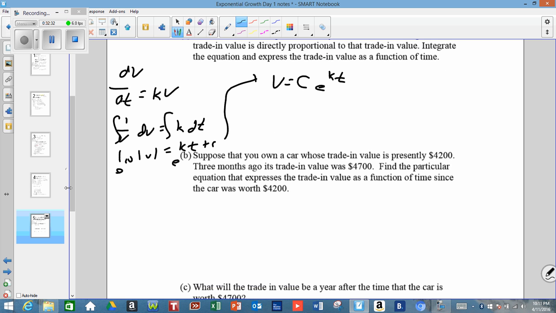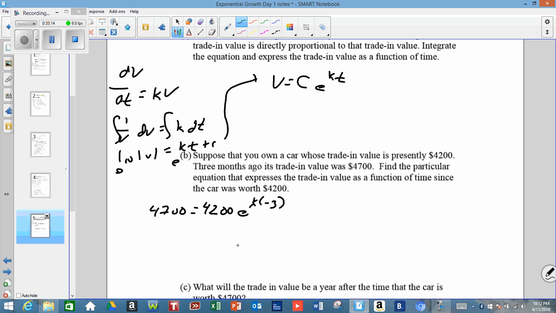Part B says, suppose that you own a car whose trade-in value is presently $4,200. So that's like the initial value. 3 months ago, it was $4,700. That's interesting. So the current or time zero value is 4,200 e to the k, and we'll put the t in here in a second. It says that 3 months ago it was 4,700. So that means that the t value actually has to be -3 because it's 3 months in the past.